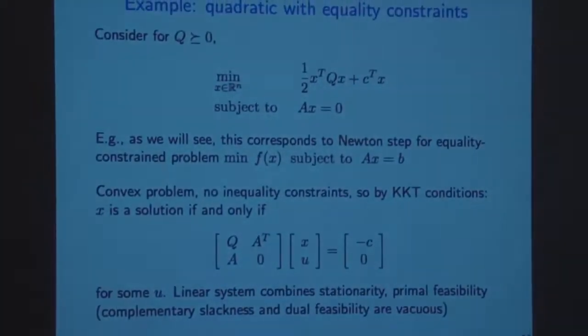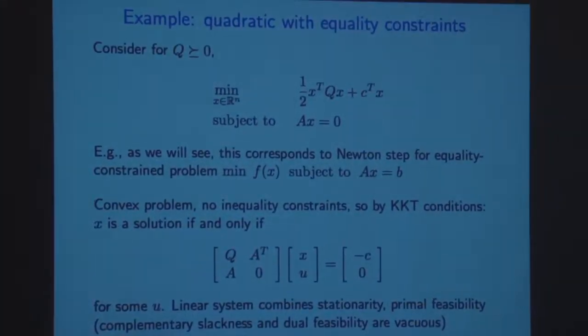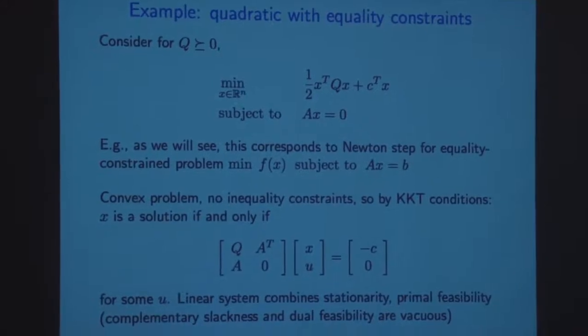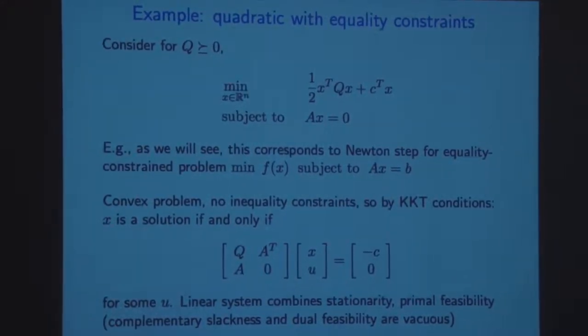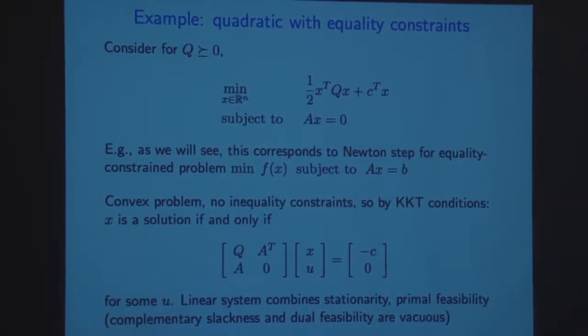Okay, let's do a few examples. I think it'll help make the KKT conditions a little more concrete than they are now. The first one we'll do is a quadratic with equality constraints. So we already know how to minimize a quadratic unconstrained, right? That's in some sense the simplest optimization problem we could write down. Let's do a quadratic with equality constraints now.